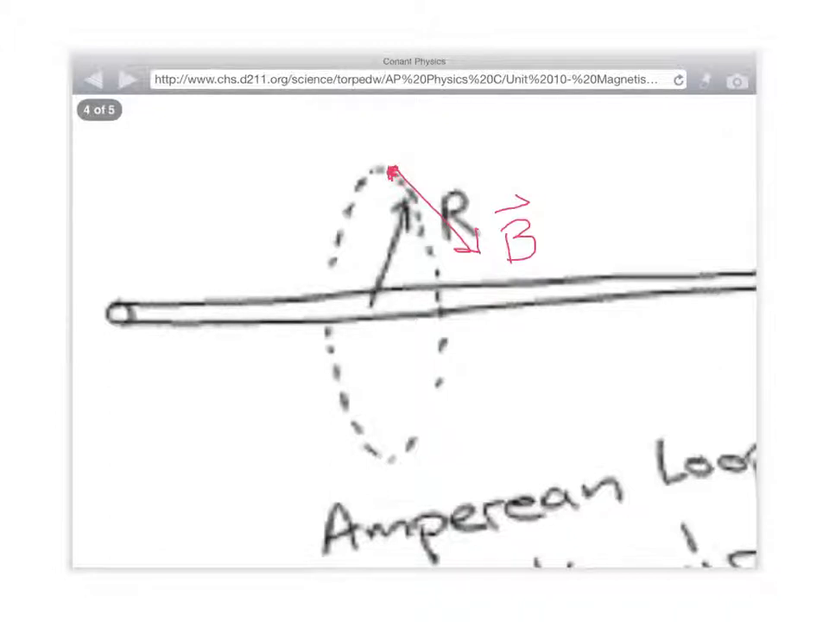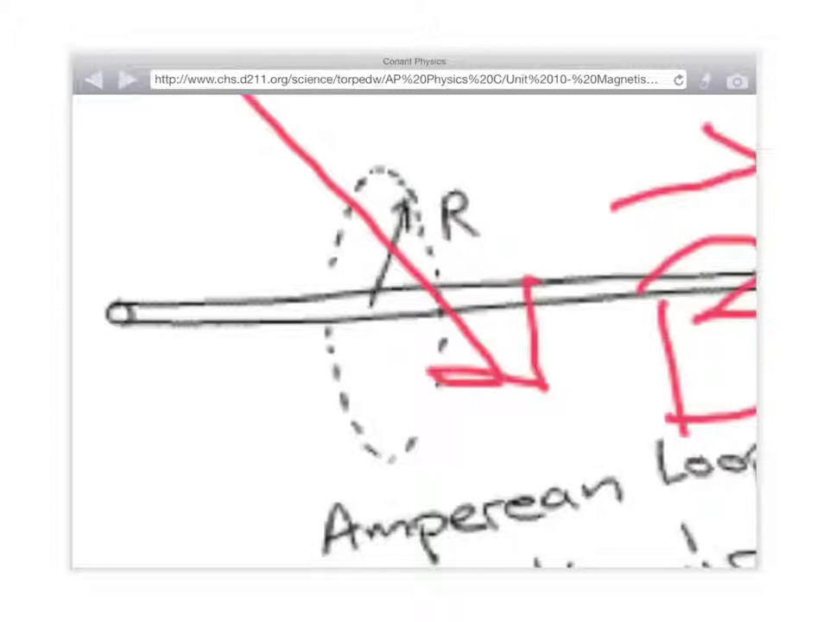At that point, what way is the Amperian loop facing? Well, I drew a loop, right? What way is my finger going? It's going in that same direction. Oh shoot! Undo.